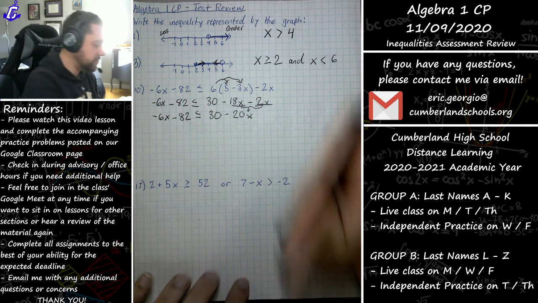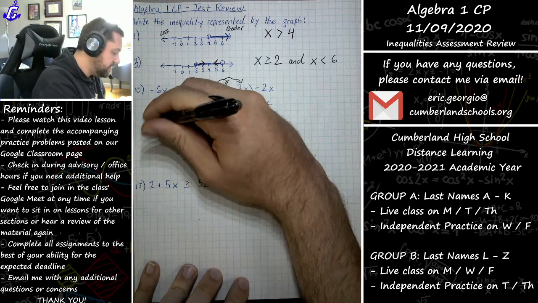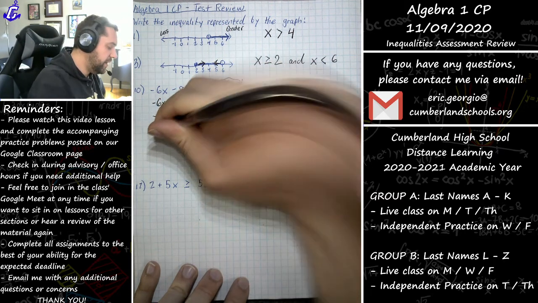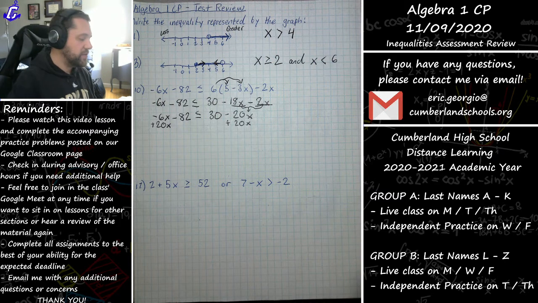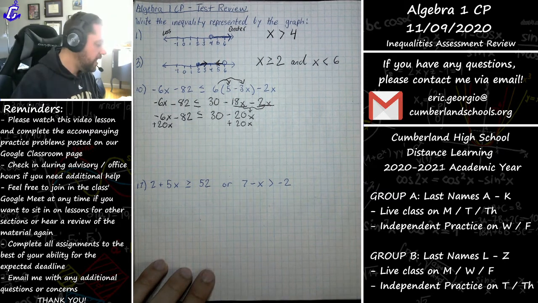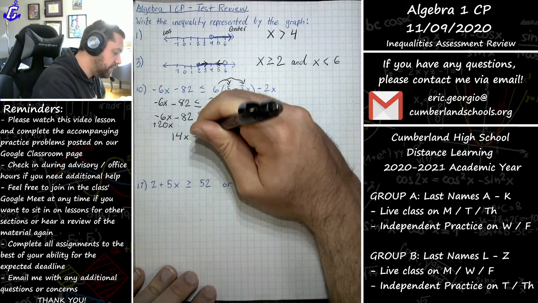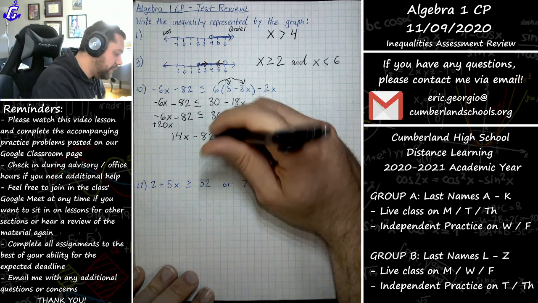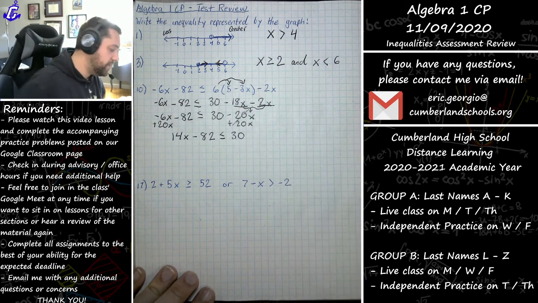I would personally choose to add 20x to both sides. I think that is definitely the way to go here because not only does it get all the variables on the left side, which I think a lot of students are more comfortable with anyway, it also gets a positive coefficient for x, which I think is really convenient. So we get 14x minus 82 is less than or equal to 30 by adding 20x to both sides.